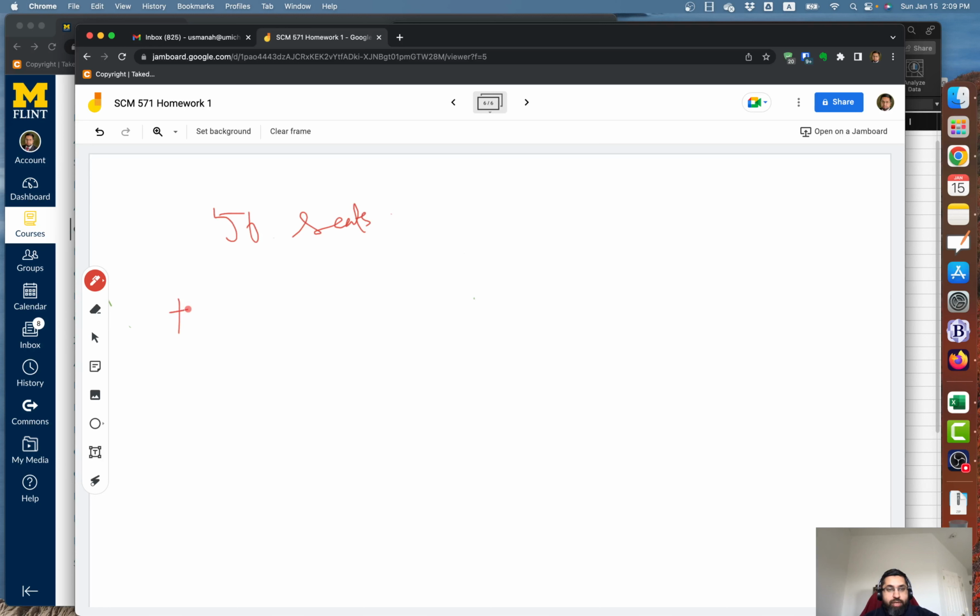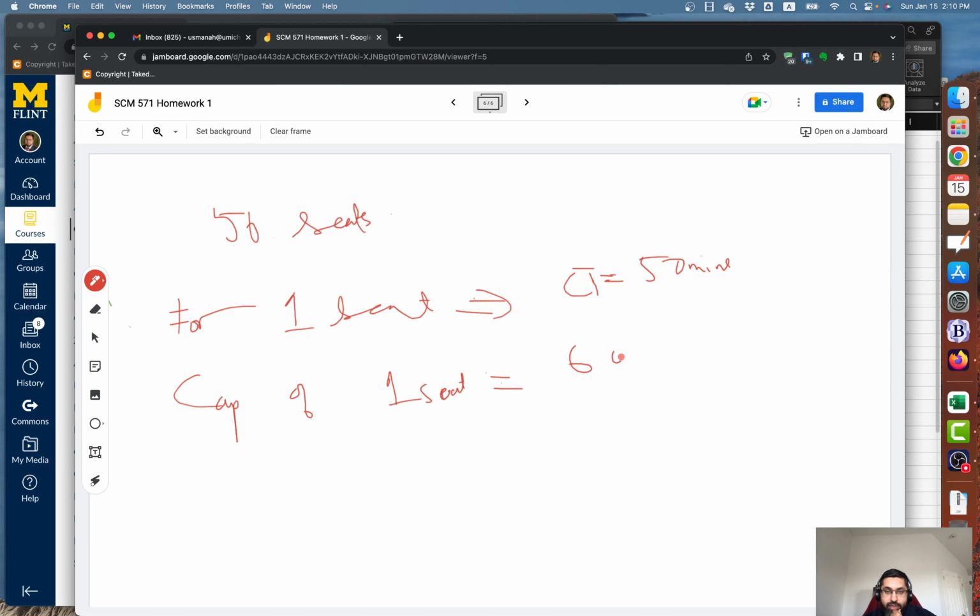Okay, for one seat, what is the capacity? For one seat, okay, the cycle time is 50 minutes. Okay, 50 minutes, because the customer sits in that seat for 50 minutes to consume a meal. So in terms of customers per hour, how many customers can one seat give you? And so the capacity of one seat in customers per hour, right, is going to equal 60 minutes divided by the cycle time, which is 50.